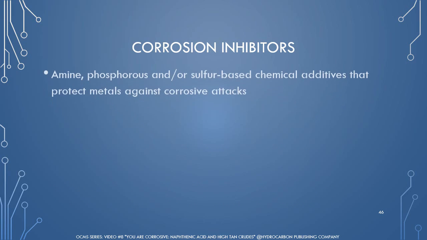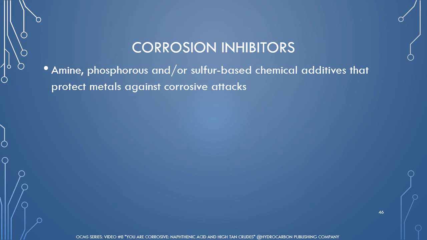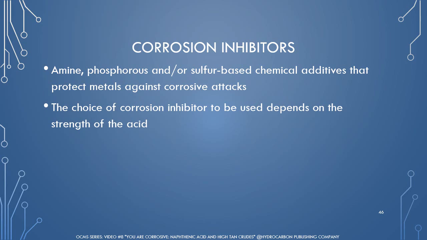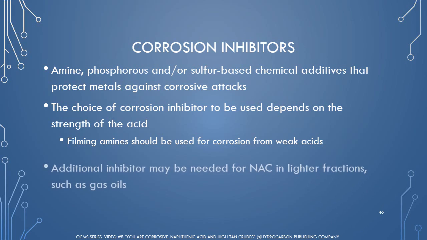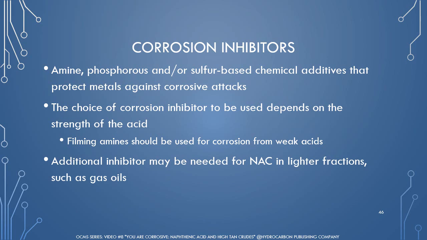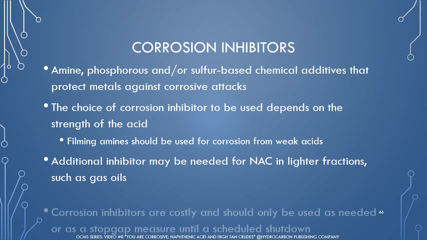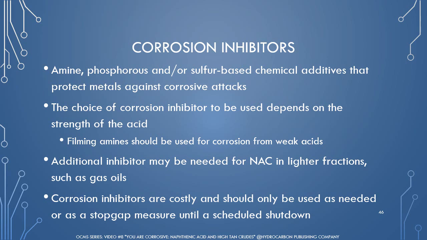Corrosion inhibitors used for NAC are generally amine or phosphorus and/or sulfur-based chemical additives that protect metal surfaces from corrosive attacks. The type of corrosion inhibitor that should be used depends on the strength of the acid. For weak organic acids, the most cost-effective method is to use more filming amine or one that is more tenacious. Additional inhibitor may be needed for naphthenic acids in lighter fractions, such as gas oils, for which non-volatile inhibitors do not provide protection. Because corrosion inhibitors are considered to be a costly remedy, they should only be used as needed or as a stopgap measure until a scheduled shutdown.